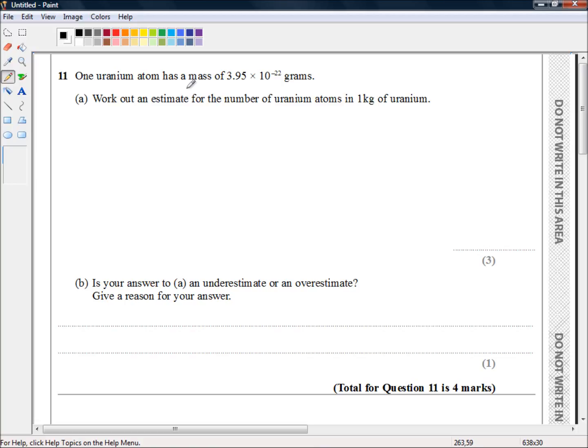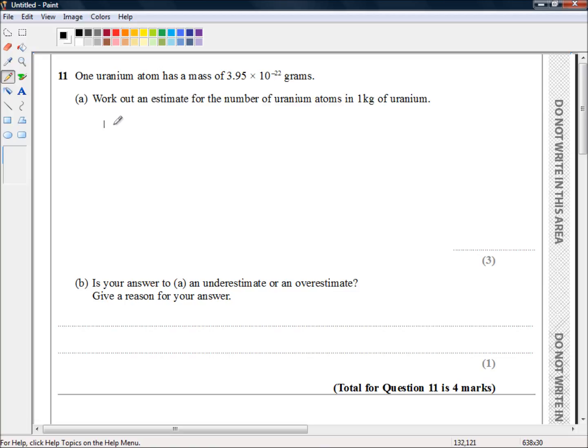One uranium atom has a mass of 3.95 times 10 to the negative 22 grams. Part A says work out an estimate for the number of uranium atoms in 1 kilogram of uranium. Okay, so the first thing we're doing, we're estimating. So we're just trying to turn this number into something that's a bit easier to work with in our heads. So I'm going to turn this 3.95 into a 4.